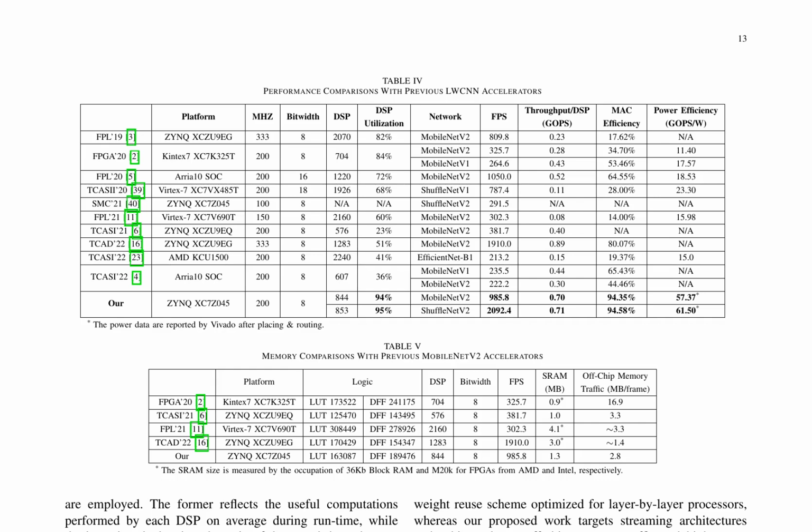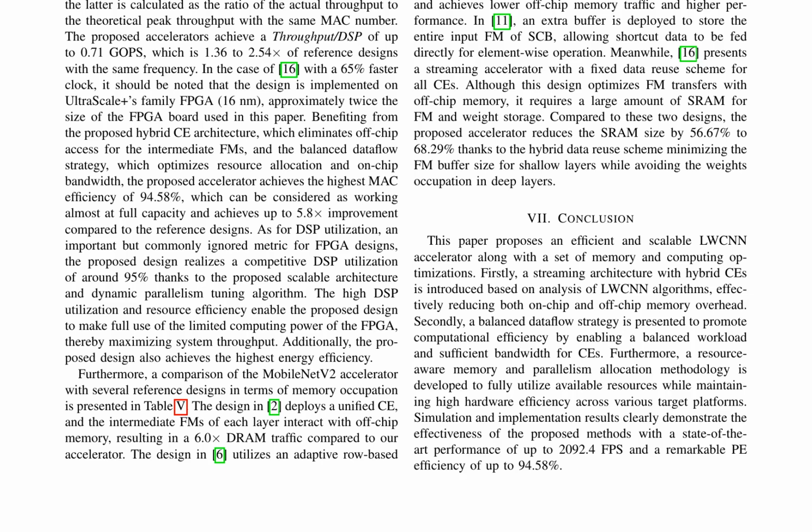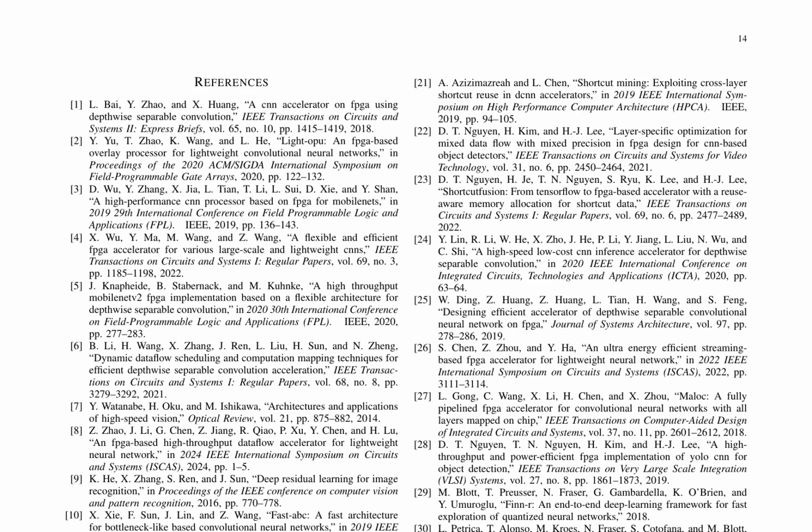The research paper presents an efficient and scalable lightweight CNN, LWCNN, accelerator, featuring various memory and computing optimizations. The proposed design achieves state-of-the-art performance, with a throughput of up to 2092.4 fps and a peak efficiency, PE, of up to 94.58%. The hybrid CE architecture eliminates off-chip access for intermediate feature maps, reducing memory occupation and improving computational efficiency. The balanced dataflow strategy optimizes resource allocation and on-chip bandwidth, resulting in high MAC efficiency.